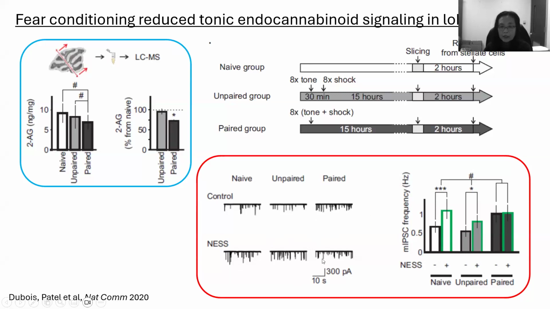However, after fear conditioning, the first thing we notice is that the miniature IPSC frequency in the fear-conditioned animals is higher than in the naive control and the unpaired control, which is shown here. They are higher than these two. Secondly, when Chris applied NESS, the IPSC frequency no longer increased. So from results like this, we conclude that fear conditioning can reduce endocannabinoid signaling. It occurs in lobule 5 and 6.